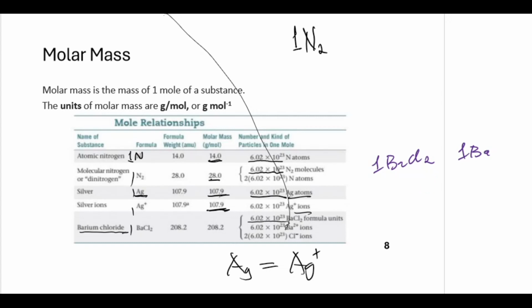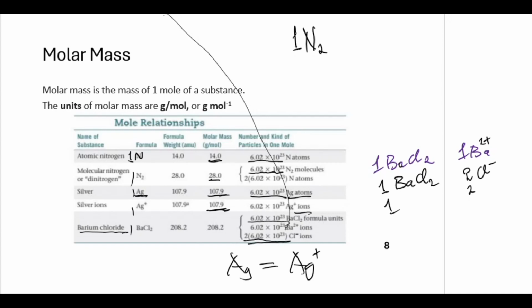So if you take 1 mole of barium chloride, BaCl2, it has 1 mole of barium. And the same thing, 1 mole of barium chloride has 2 moles of chloride ion, Ba2+ and 2Cl-. So this is a ratio of 1 to 2, and that is why this is being multiplied by 2 here.